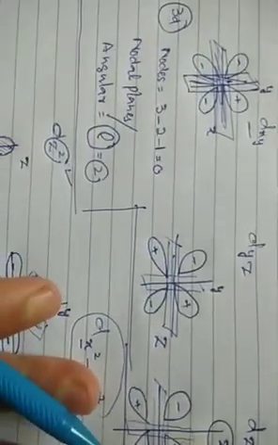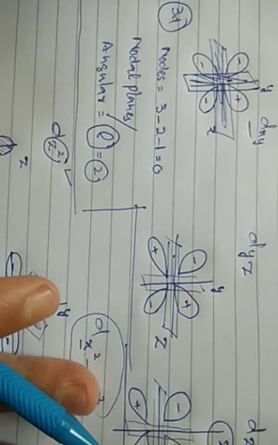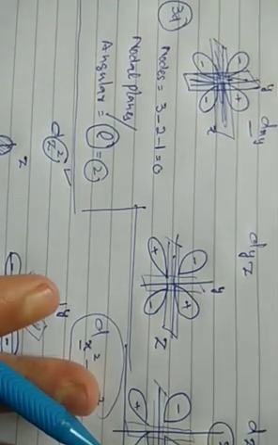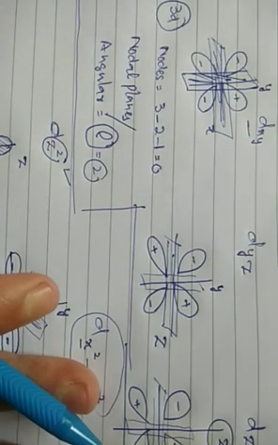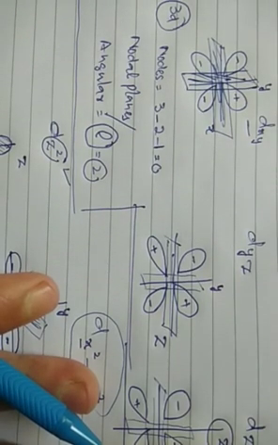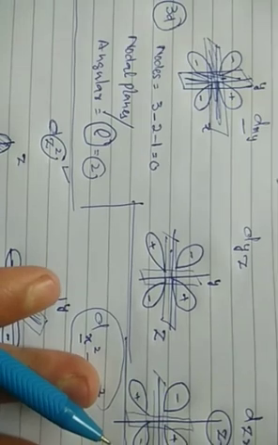So this is all about the concept of the shape of the orbitals and the nodes and anti-nodes. These are nodes and nodal planes, or radial nodes and angular nodes. So this is all about the concept of the shape of orbitals at this BSc level.